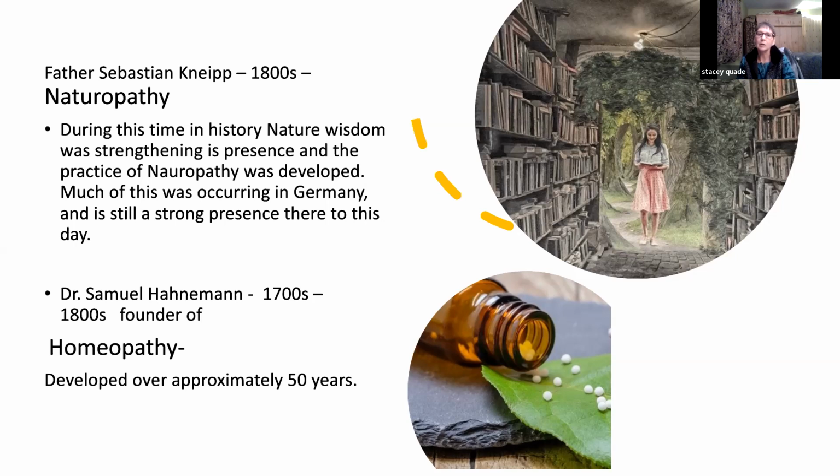Dr. Samuel Hahnemann was around in the 1700s and 1800s, and he was the father of homeopathy. This system of using herbs homeopathically, herbs and other remedies, was developed over about 50 years. He was the person that kind of got the ball rolling in that area.